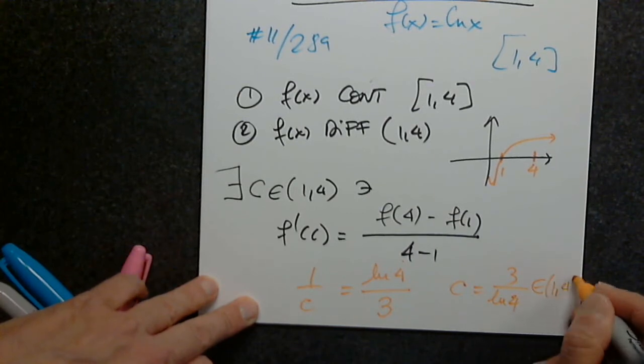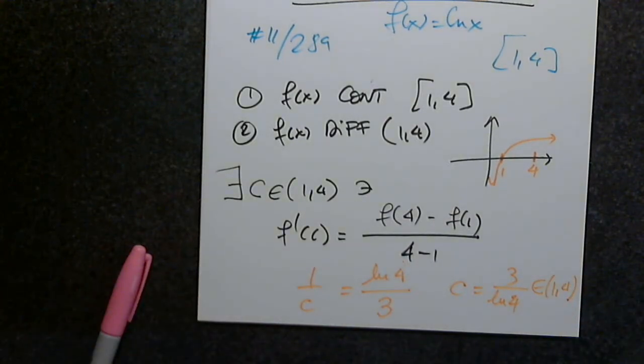This better be between 1 and 4. If it's not between 1 and 4, then we have an error somewhere. So let's give it a shot. Okay, 3 over natural log 4. And this better be between 1 and 4. And it is. It's 2.164. Any questions?